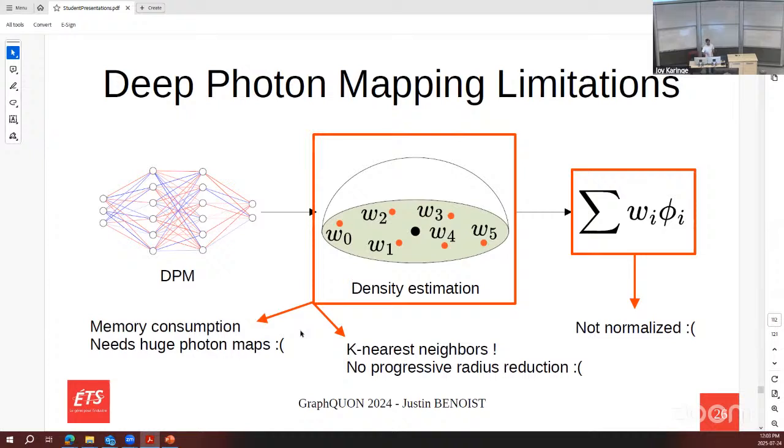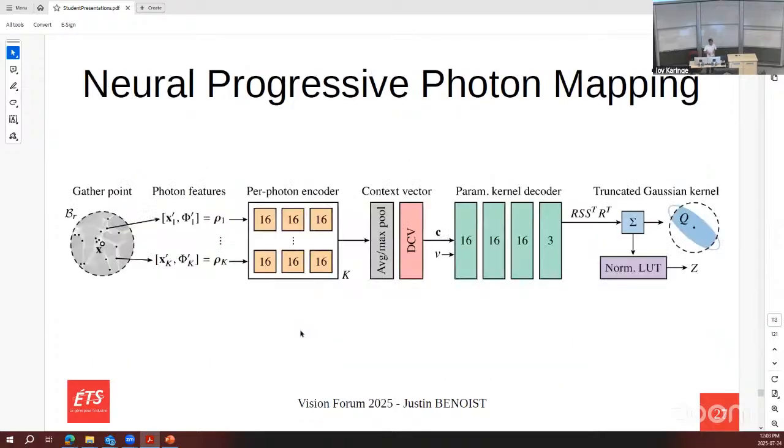The goal of my current research is to use the deep photon mapping advantages, such as adaptive kernels, at the same time as progressive photon mapping. For this, we introduced an architecture like this. We encode the photons using a simple neural network, then we create a kind of deep context vector that translates the photon distribution around the query point.